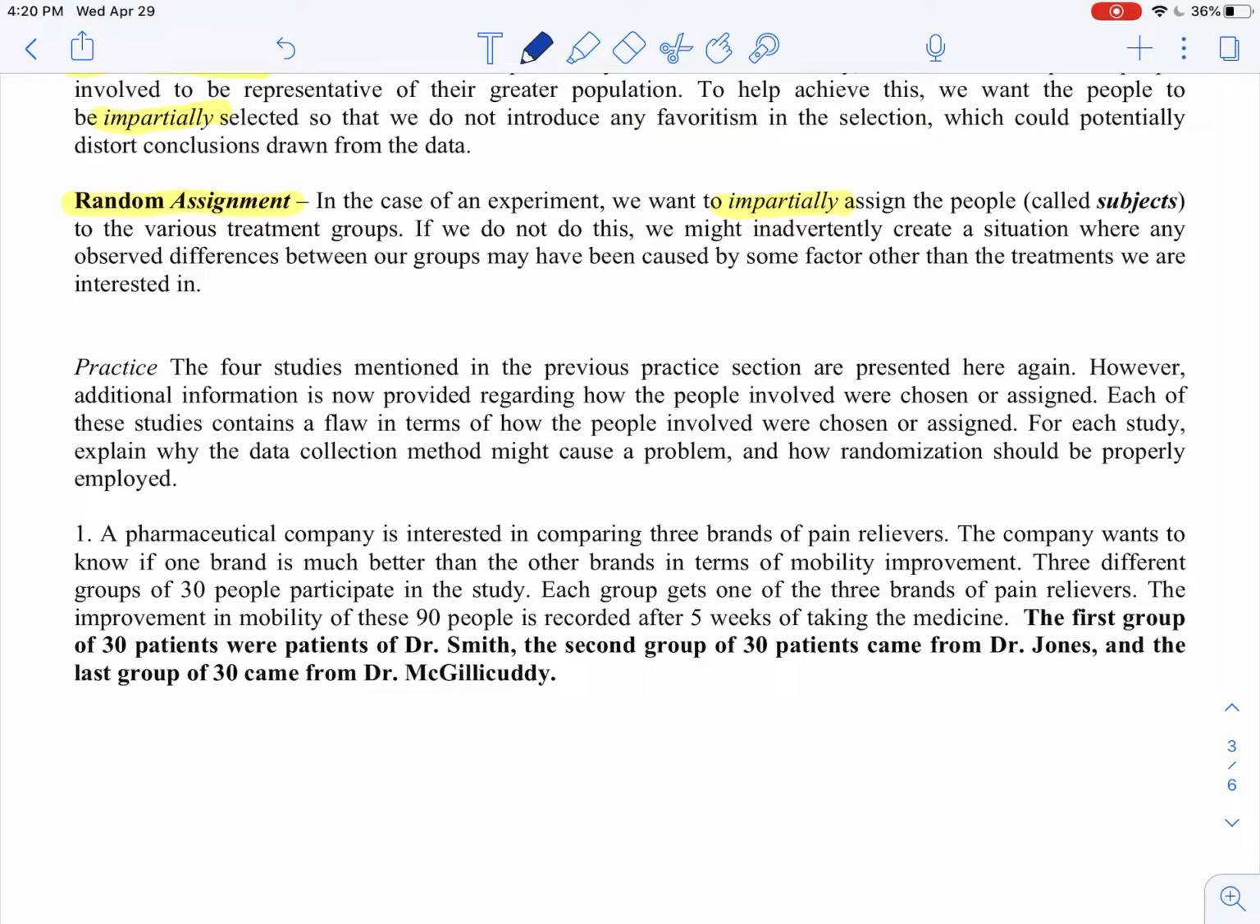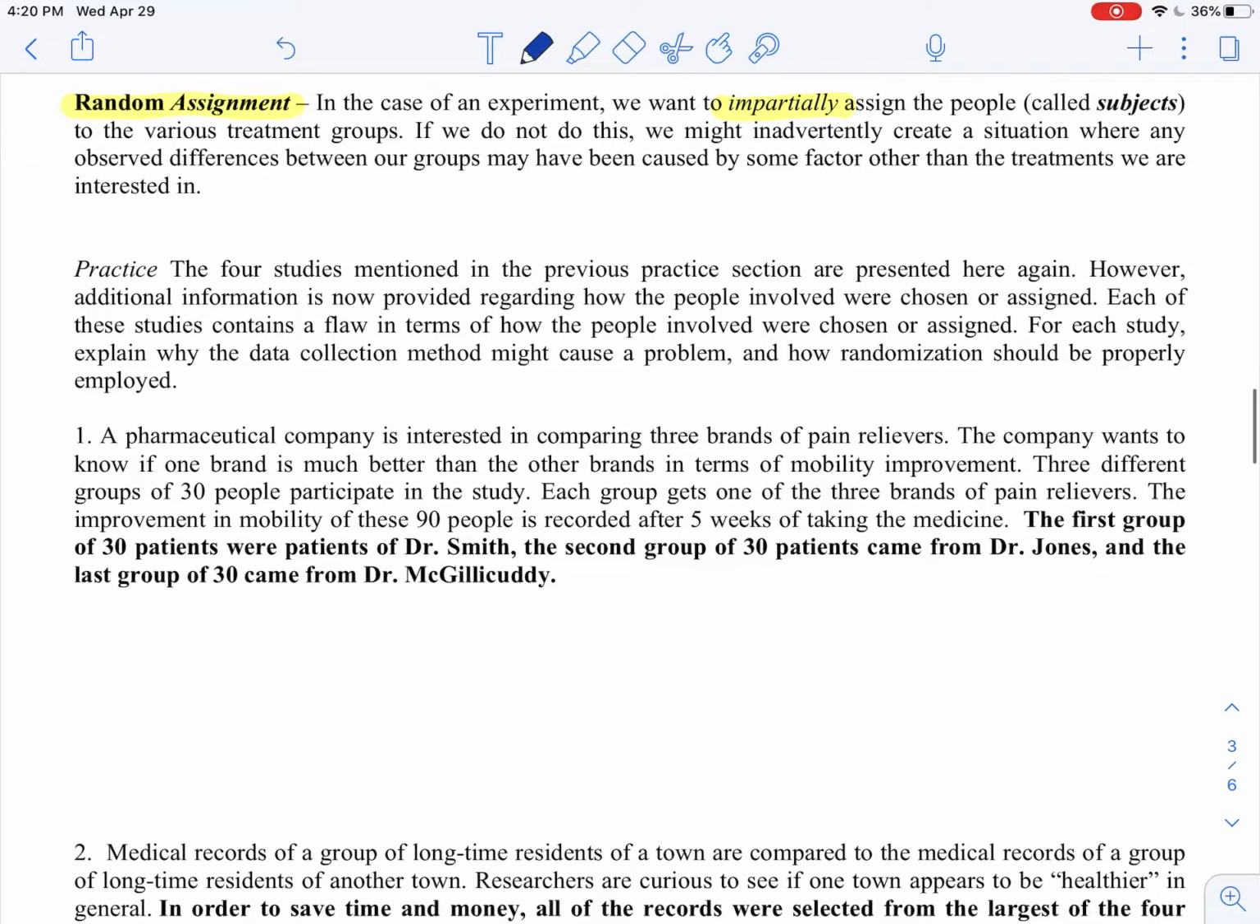So the 4 studies that we had mentioned before, I'm adding a little something, and I want you to figure out what's the issue with that extra line, okay? Like, how is that going to affect the study itself? So we're looking again at those 3 pain relievers, okay? So it's an experiment. It says 3 different groups of 30 people are in the study. Each group gets one of these pain relievers.